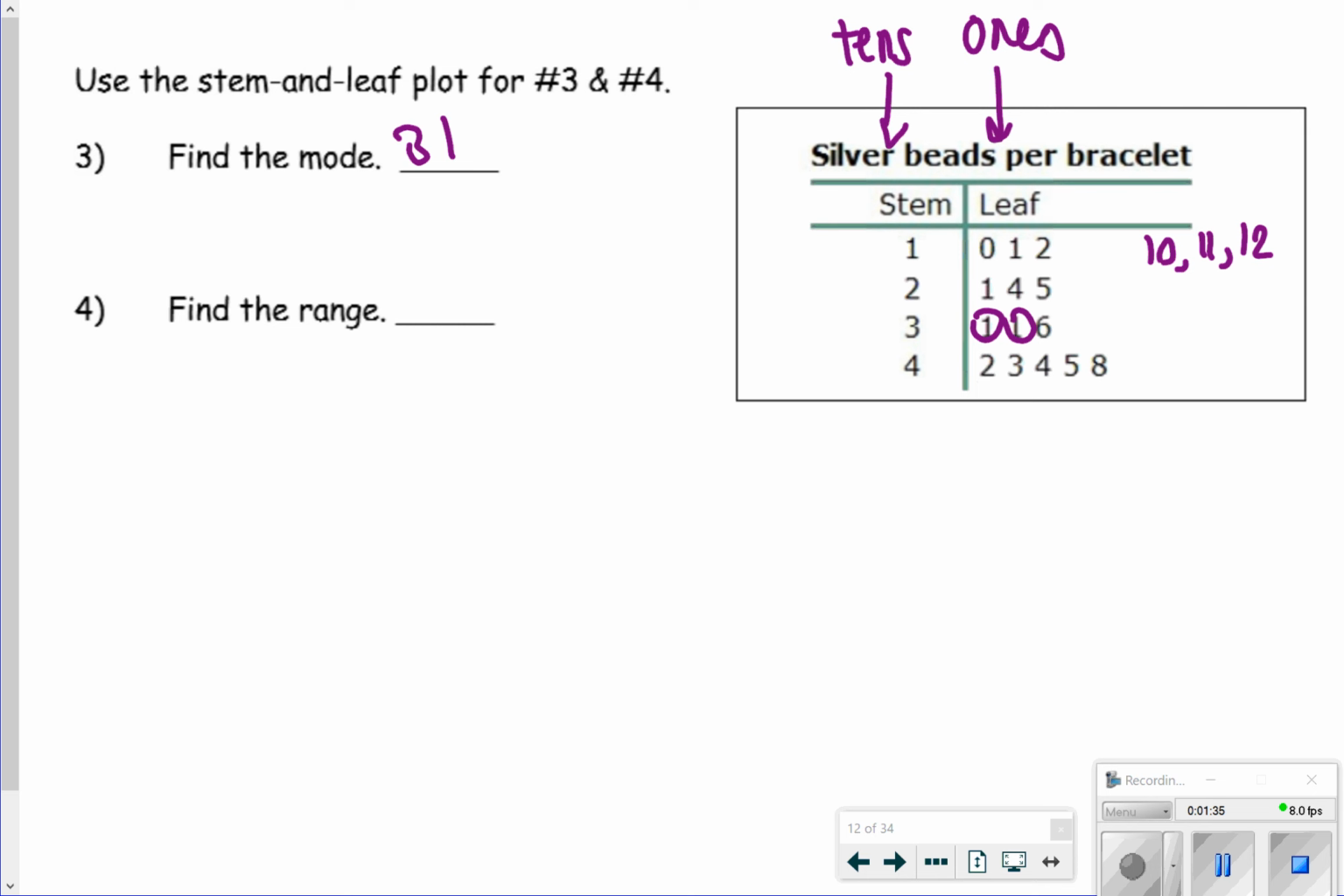To find the range, we have to find the highest number and then subtract the lowest number from that. The highest number is 48, and the lowest number is 10. So when we subtract those, we get 38 as our range.